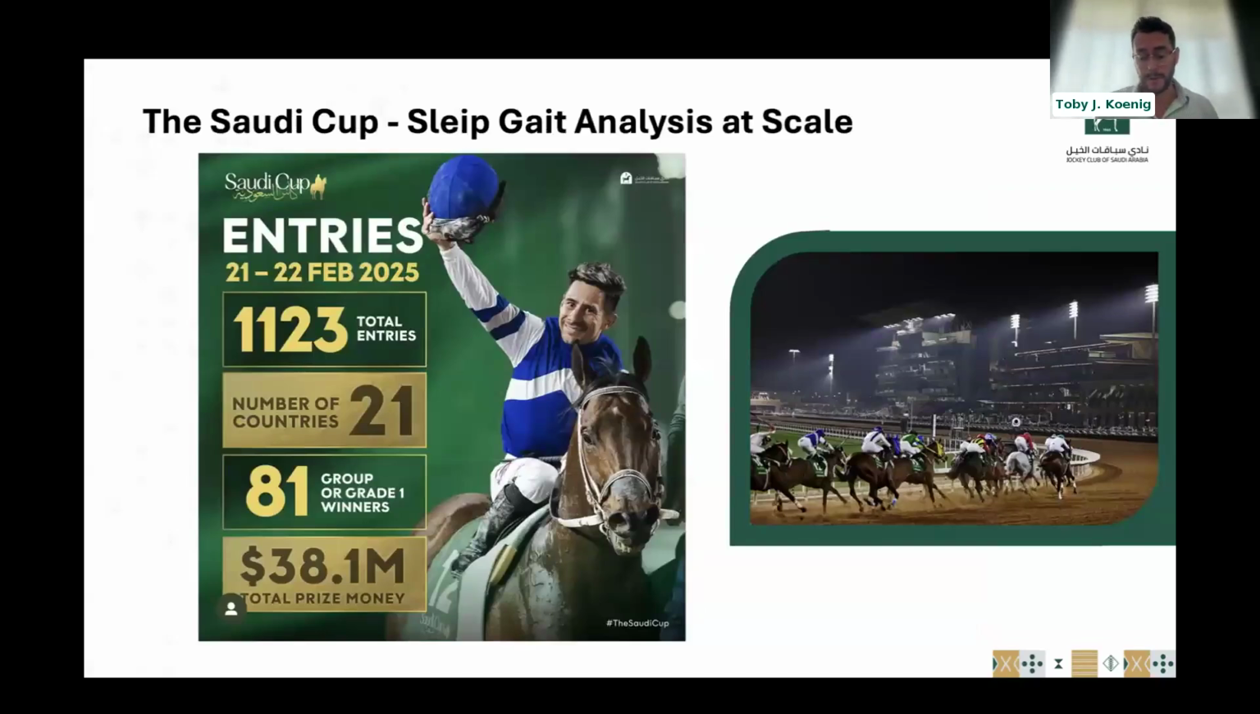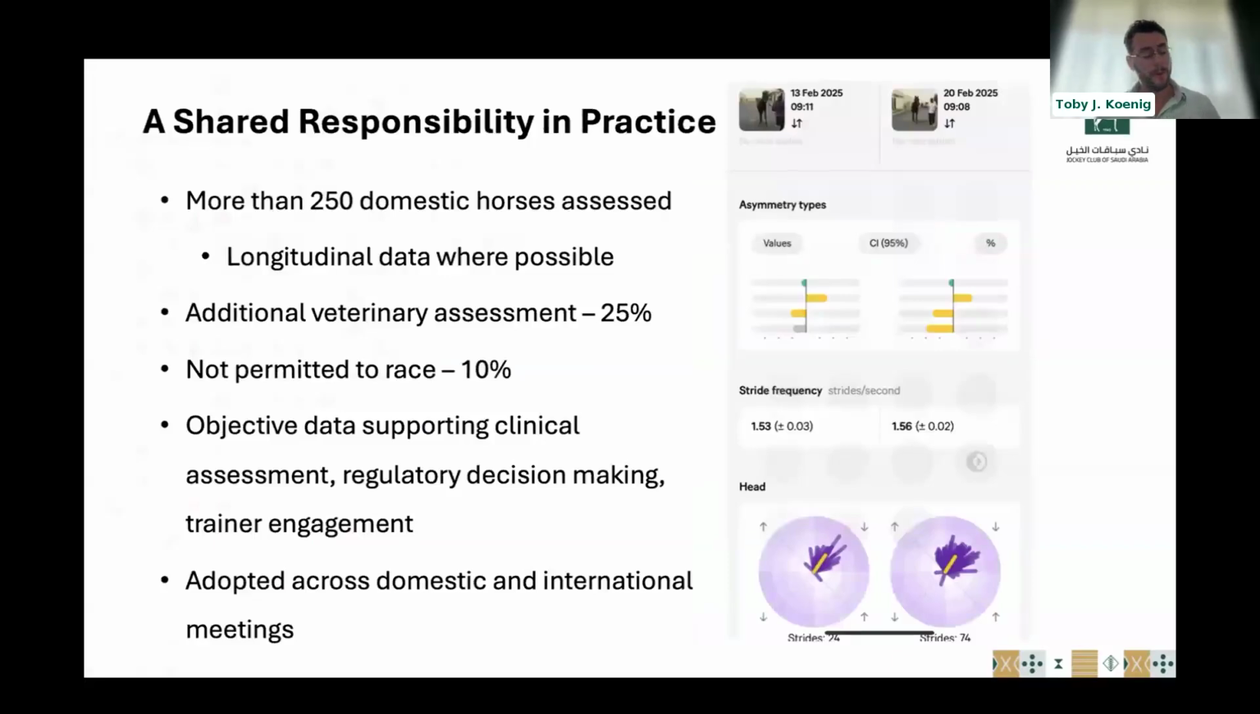So the Saudi Cup 2025 provided us with an opportunity to implement objective gait analysis, specifically Sleip, at a scale within a high-performance regulatory environment. As you can see, there's some pretty large numbers there. In the lead up to the event, we inspected north of 250 horses domiciled domestically in Saudi Arabia. And where possible and deemed necessary, that allowed the development of that longitudinal data set to assess any changes over time as a horse progresses through some training regime. The results were very informative.